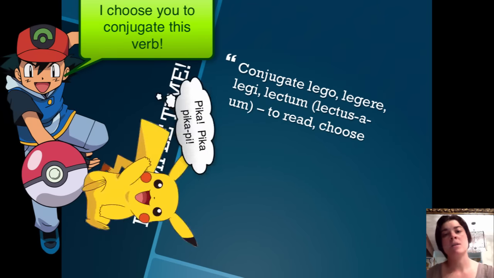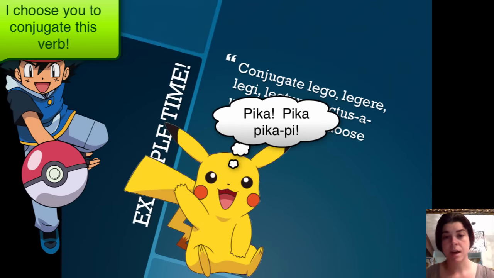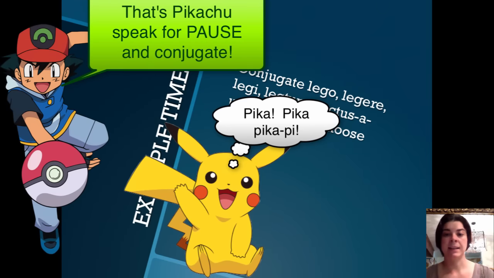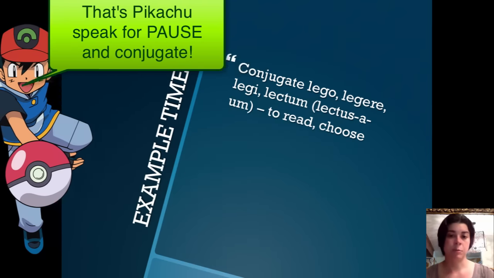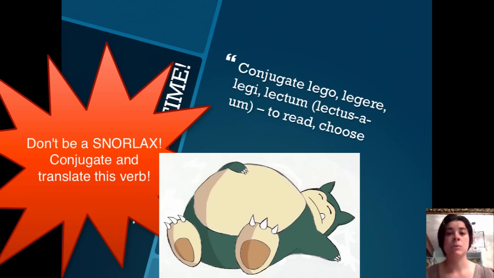Now take a moment, pause the video, and see if you can follow the steps yourself and conjugate lego, legere, legi, lectum and translate it in pluperfect passive indicative. Resume the video when you are ready.